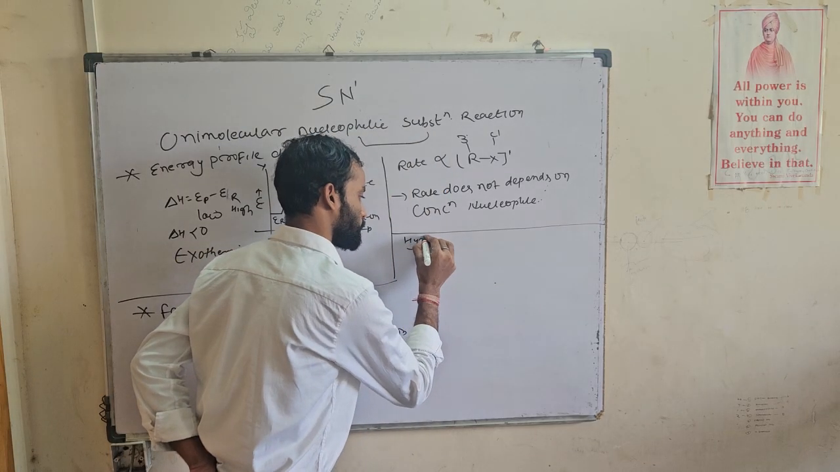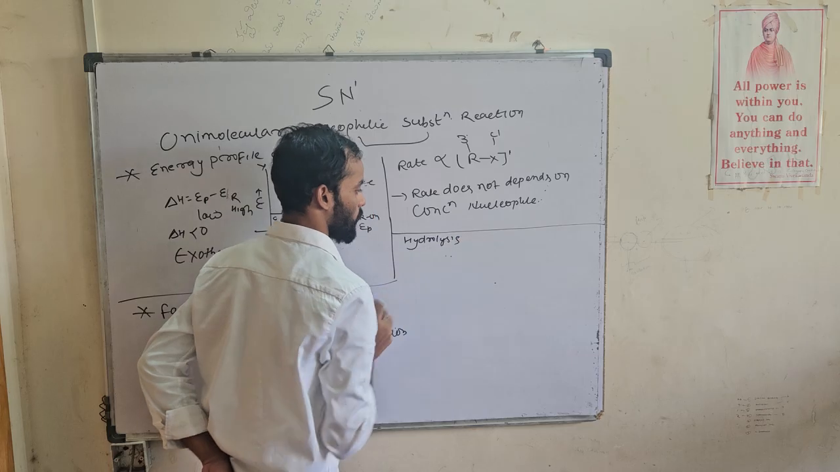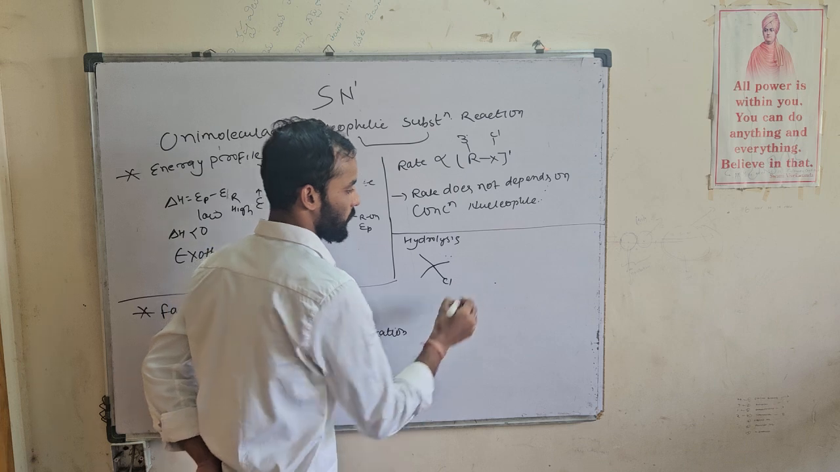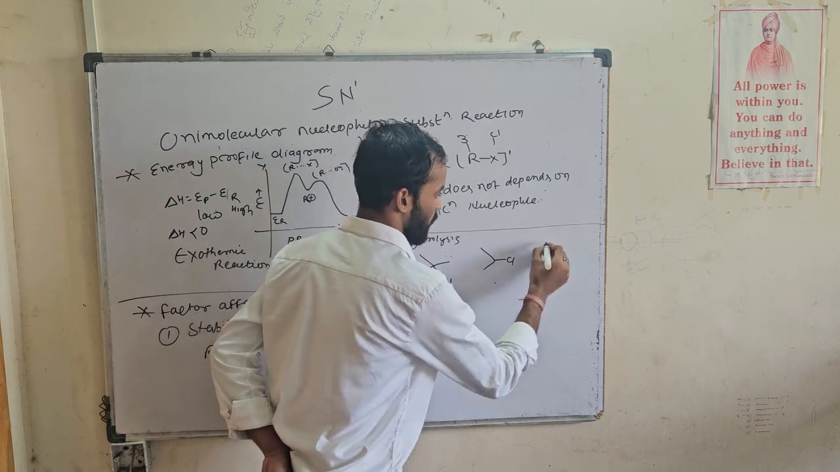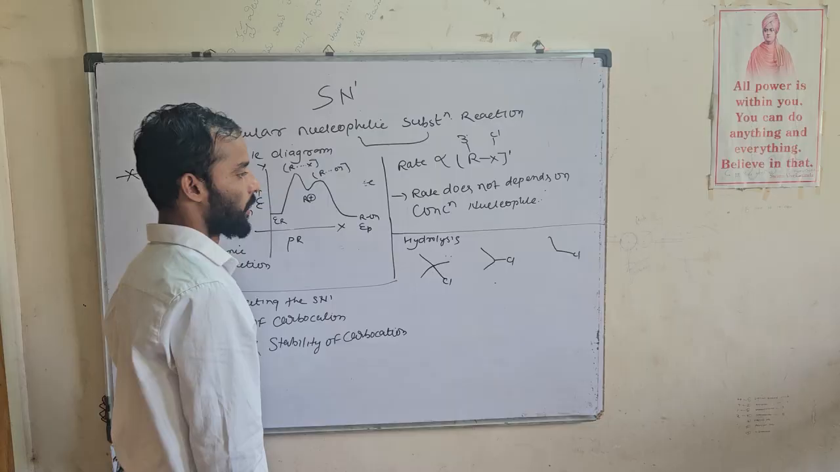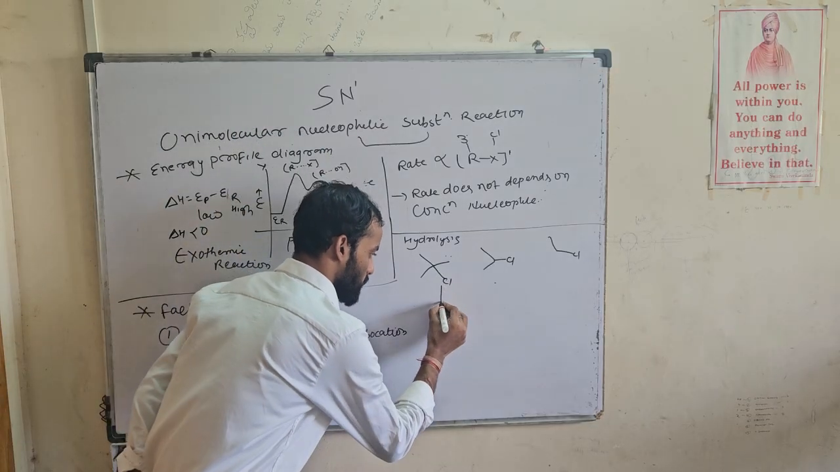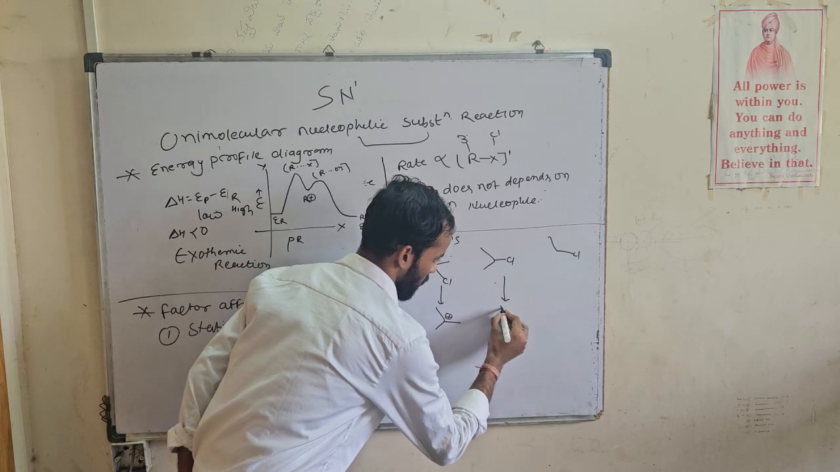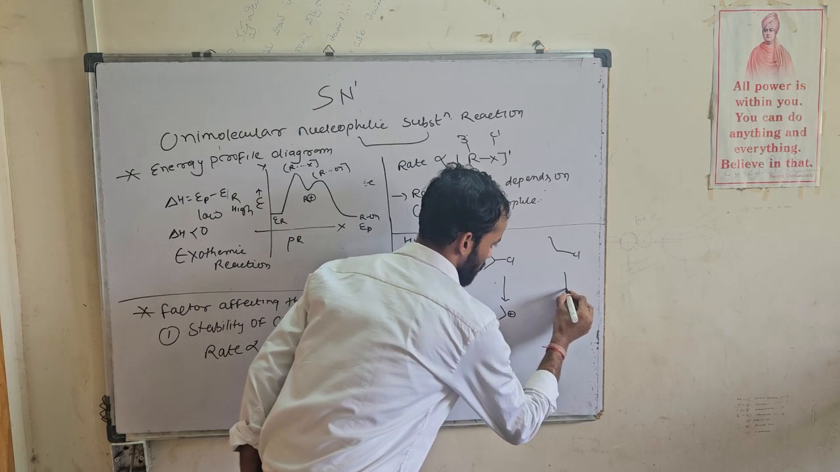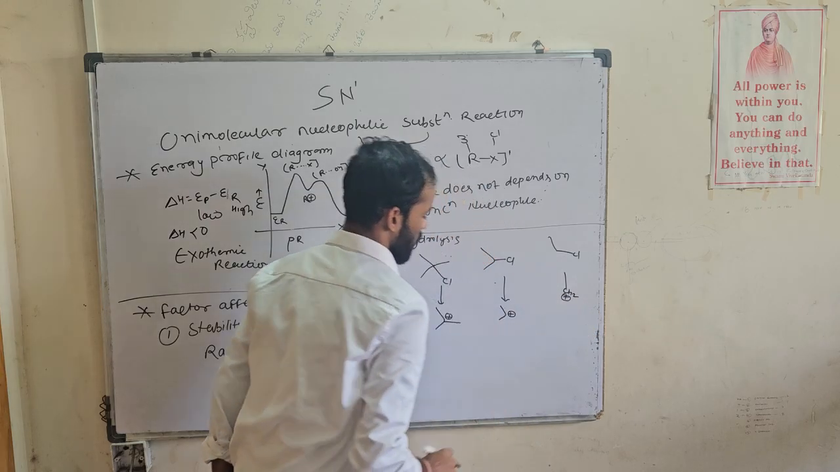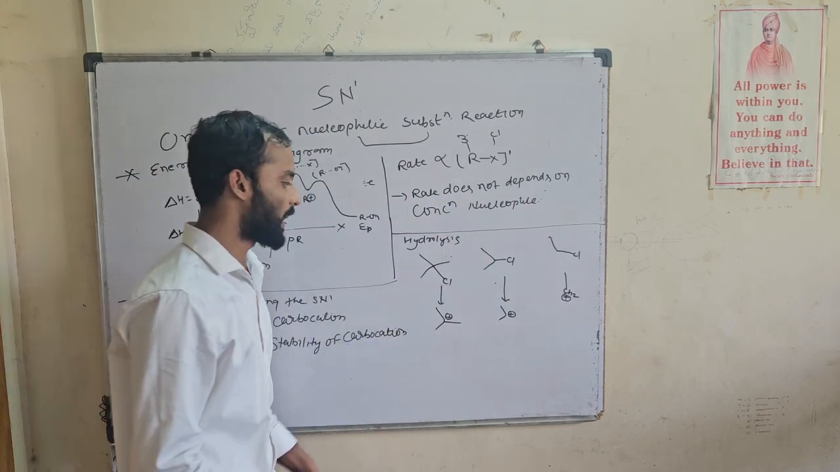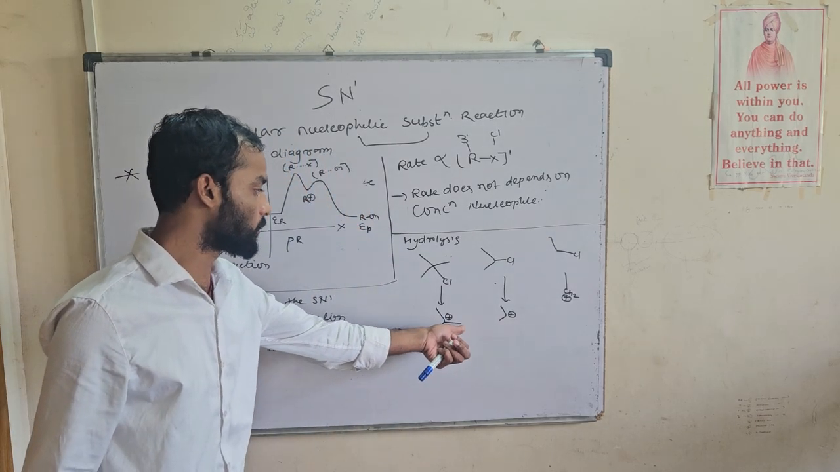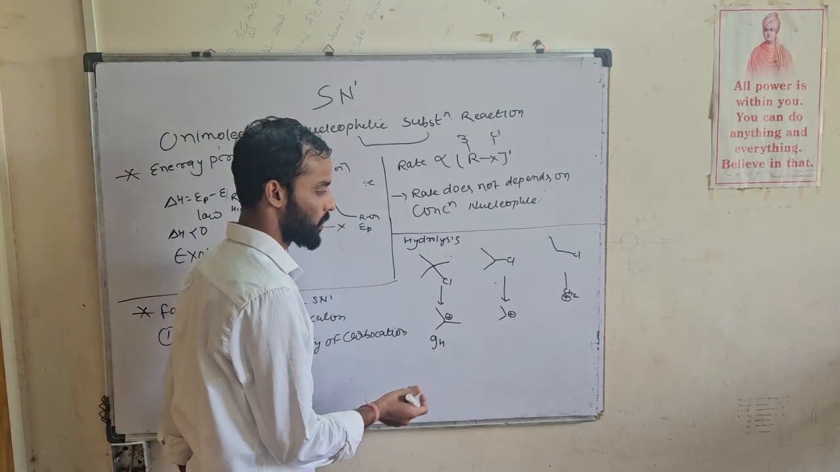Hydrolysis of tertiary alkyl chloride, secondary alkyl chloride and primary alkyl chloride. In the first step of hydrolysis, this will give a tertiary carbocation, this will give a secondary carbocation and this will give a primary carbocation. Here the tertiary carbocation is stabilized by 9 alpha hydrogens, which are adjacent to this carbocation, through hyperconjugation.